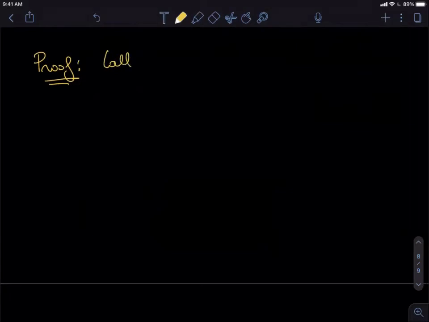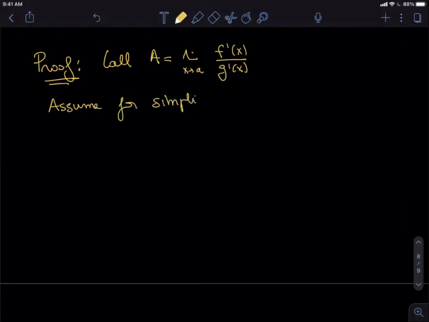Let's call capital A the limit as x tends to lowercase a of f prime of x divided by g prime of x. And let's assume for now that this capital A is a finite number. I will mention the adjustments that are needed for negative infinity or infinity. So let's assume for now.